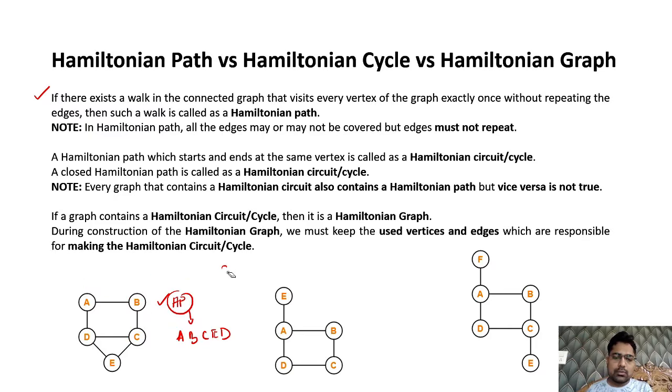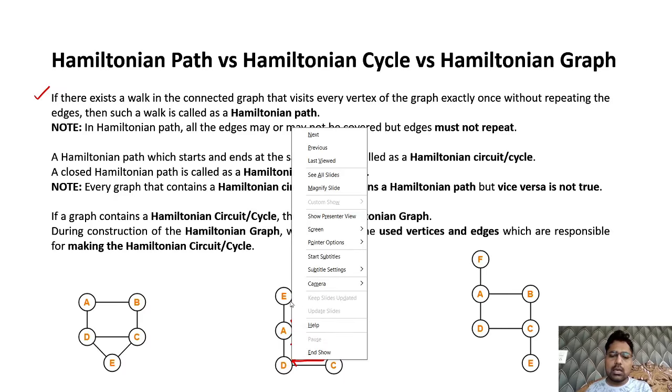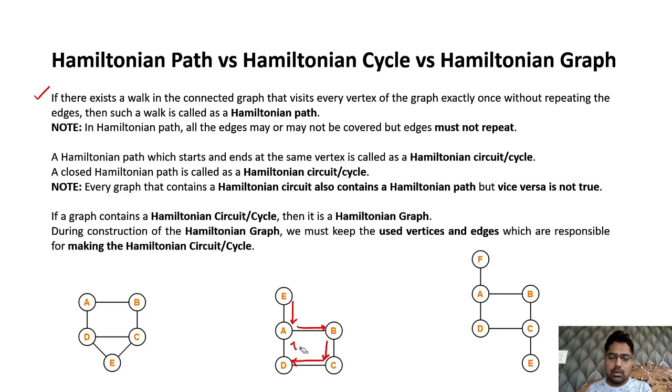For the other graph, we should have a look here. If you start from E, here we can move towards D also. If I go towards this one, B, then C, then D, then A. If I do this, A, B, C, D, then again A, there will be a problem. Okay, why?